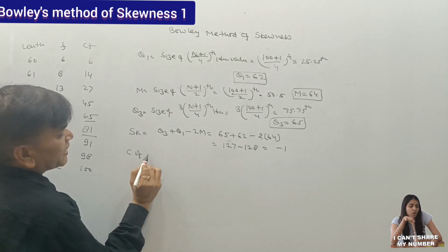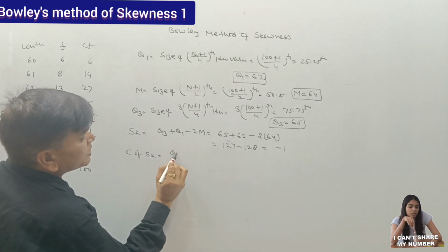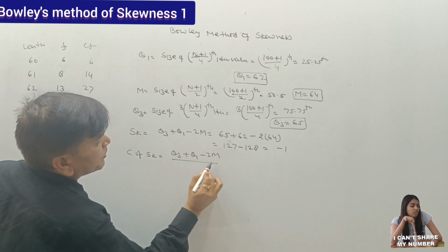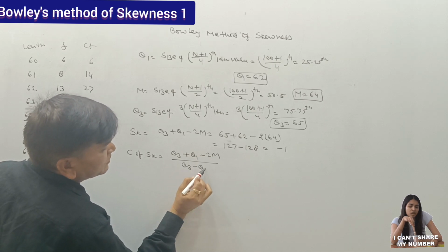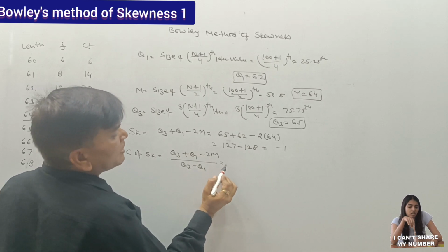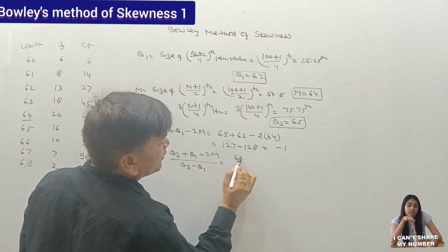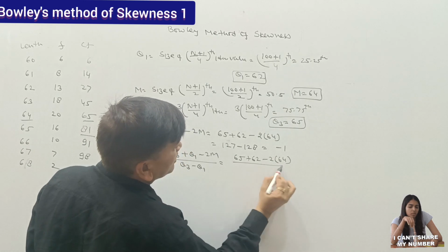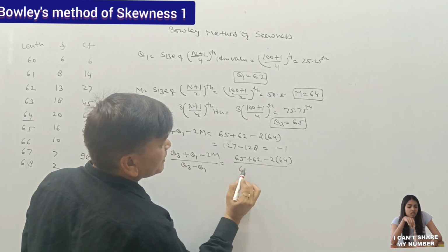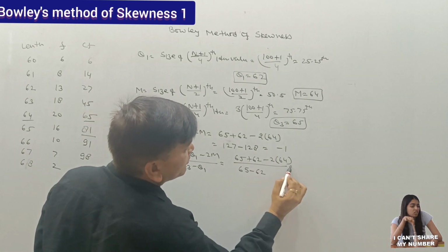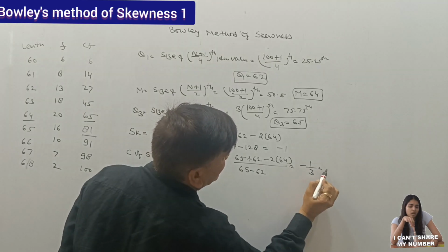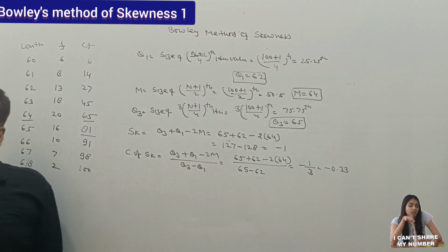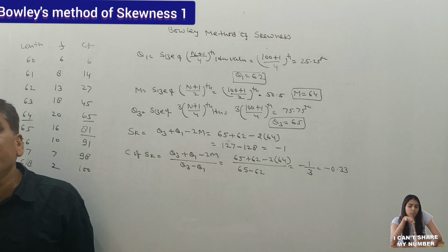Coefficient of skewness is Q3 plus Q1 minus 2m upon Q3 minus Q1. So that will be 65 plus 62 minus 2 multiplied by 64 divided by 65 minus 62, or we can write minus 1 upon 3, that is minus 0.33.